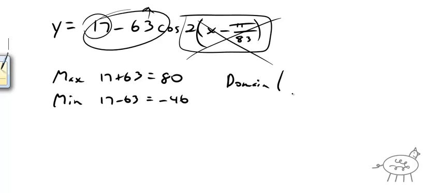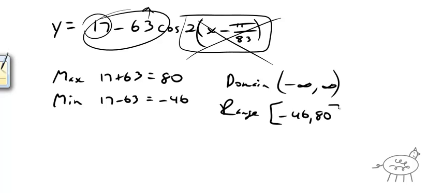That's our max and min, which helps us when we do our domain. Domain is actually easy, right? Domain is always negative infinity to positive infinity. And the range is, of course, bracket negative 46 to 80. And that's it. Pretty easy, right? Not bad at all. Okay, let's keep going here.